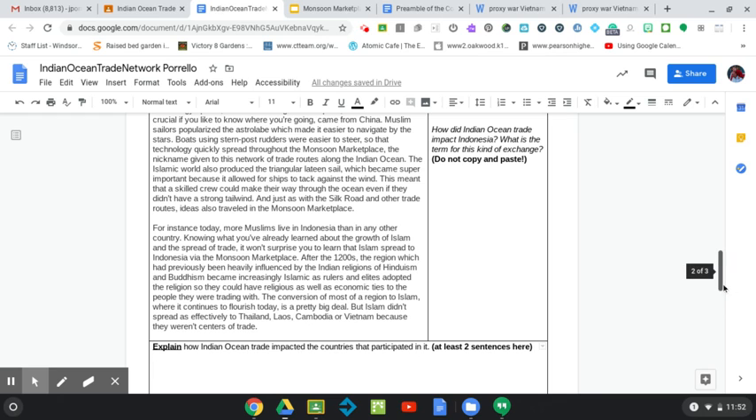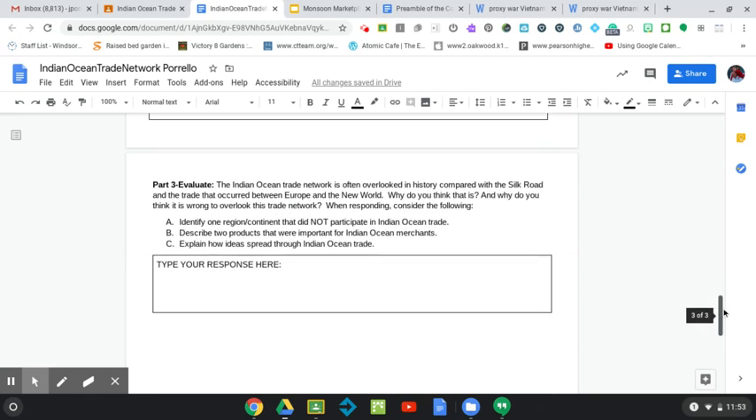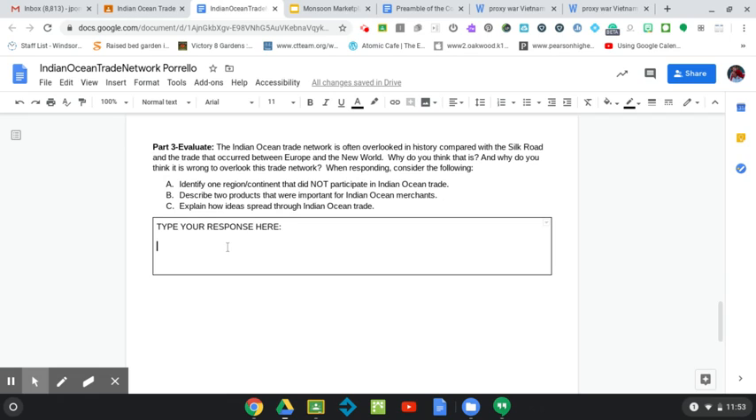Okay, so there's a wrap up question here. It says to explain how Indian Ocean trade impacted the countries that participated in it. Hopefully, you write something about how there was an exchange of culture in religion. You could talk about how simply there was an exchange of different goods that people needed. And then finally, you could talk about how technology was exchanged as well.